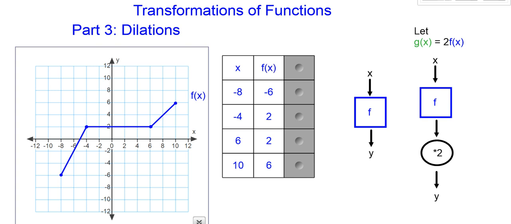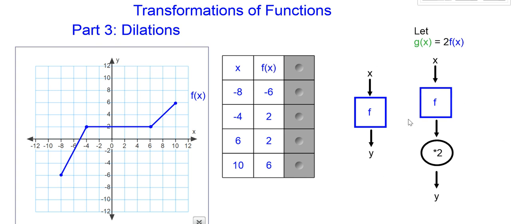Welcome back to part 2 of the review podcast on transformations of functions, and now we're going to look at dilations. So again, we have our same old function f of x that we've been looking at in the previous parts, but now we're going to look at the function g of x, which is 2 times f of x. And this is our function diagram.